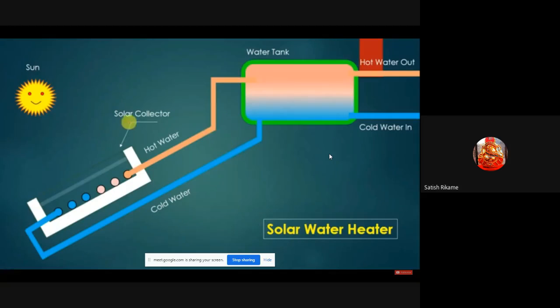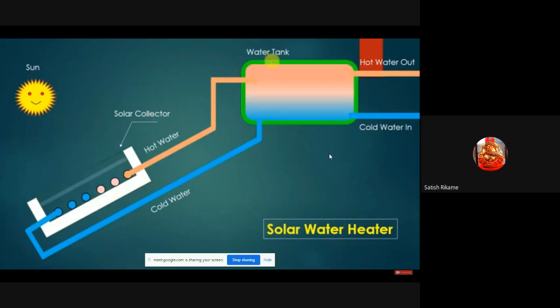Now see, both the solar collector and the water tank are connected by pipes, hot water pipes and cold water pipes. The solar collector faces the sun, so that the sun rays directly fall upon the collector, which is required for water heating. Through the upward pipe, hot water is connected to the solar water tank, and through the downward pipe, the cold water pipe is connected to the solar collector.